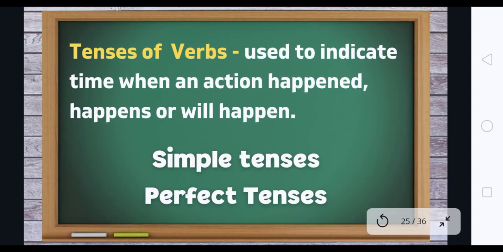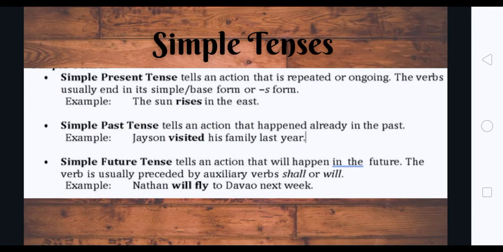There is also what we call the tenses of verbs. It is used to indicate time when an action happened, happens, or will happen. We have the simple tenses and the perfect tenses. Let us have the simple tenses first. The simple present tense tells an action that is repeated or ongoing. The verbs usually end in its simple or base form or the S form.